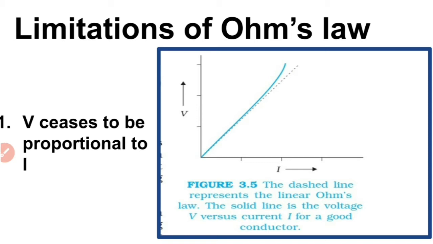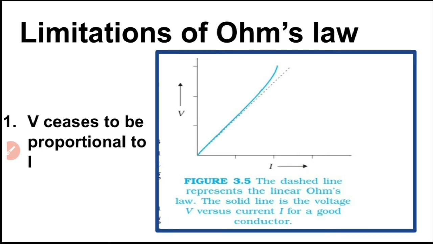We are discussing three situations where Ohm's law is not obeyed. The first case is V ceases to be proportional to I. As we know, V is proportional to I by Ohm's law, so the expected graph between V and I is a straight line passing through the origin. In the diagram, the dashed line shows that expected graph. But usually the conductors show other behavior, that is the blue line.